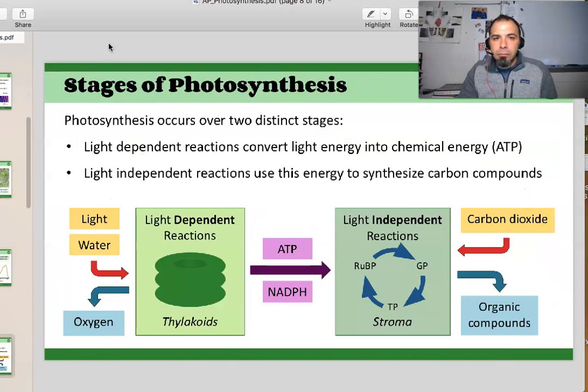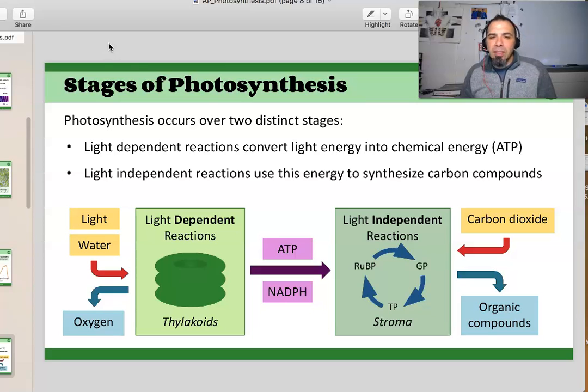And so here are the stages. Photosynthesis occurs over two distinct stages. We have the light-dependent reactions, which convert light energy into chemical energy, and then the light-independent reactions, which use that energy. What was made in the light-dependent reactions is then used in the light-independent reactions to synthesize carbon compounds. So light and water go in, oxygen comes out.